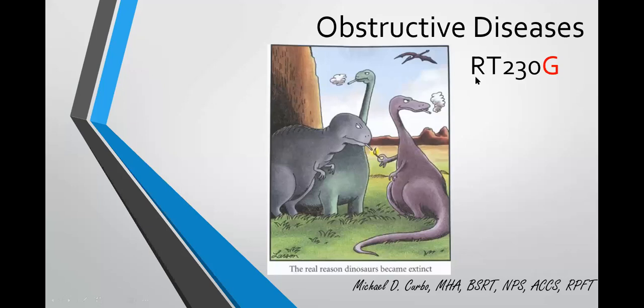All right, here we go. Obstructive diseases. We said from the onset that obstructive lung disease is when a patient has problems exhaling the gas, right? They can't get the air out, right? When somebody has an obstructive lung disease, they cannot get the air out.